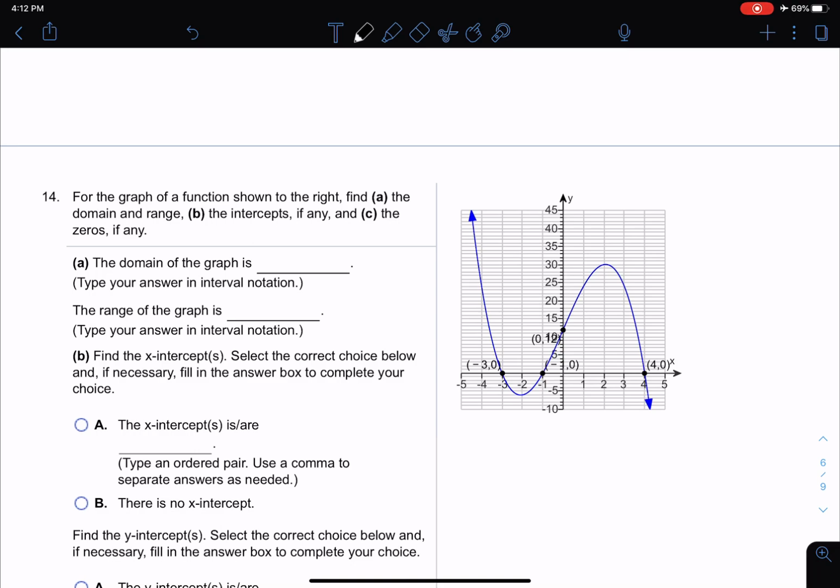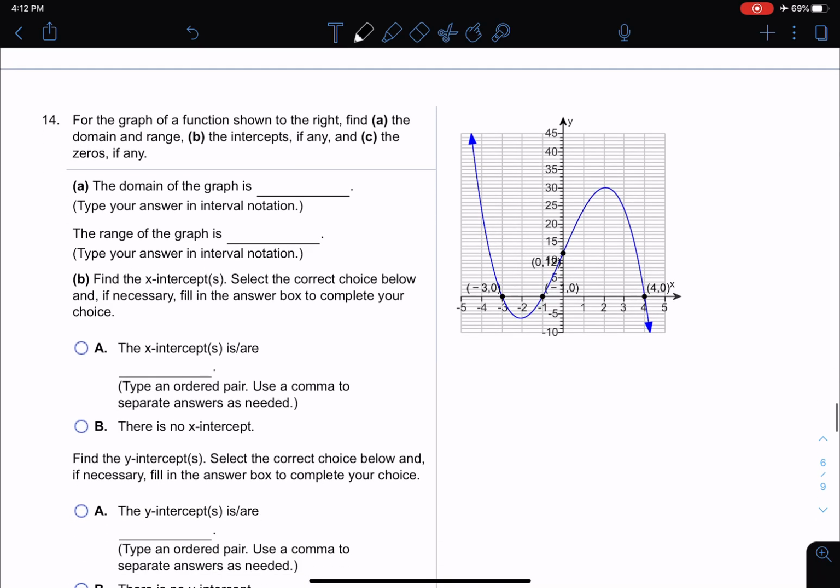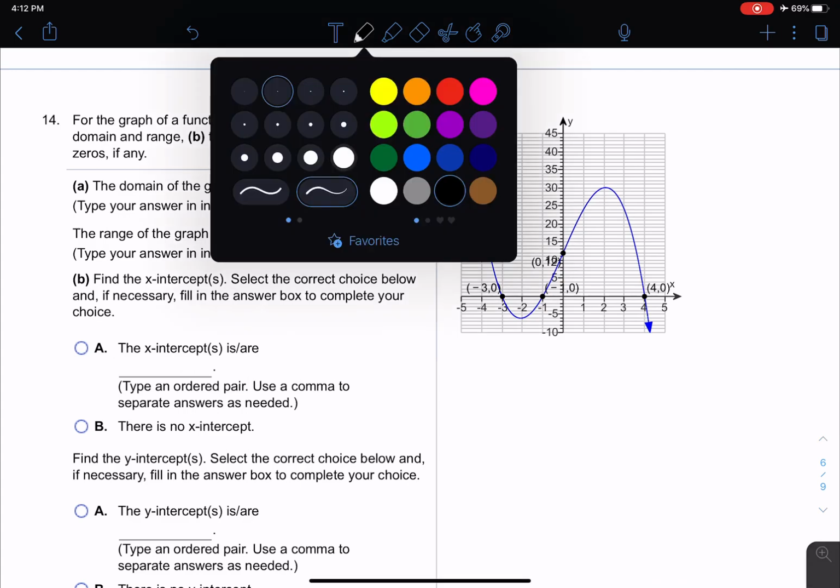Anyhow, it says for the graph of the function shown to the right, find the domain of this graph. So once again, remember domain is x's and range is y's.